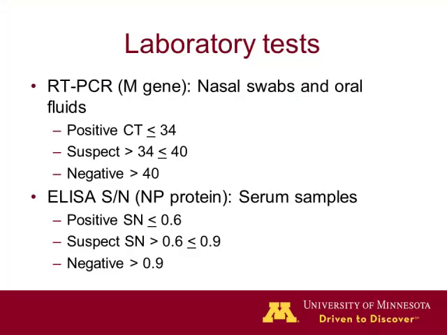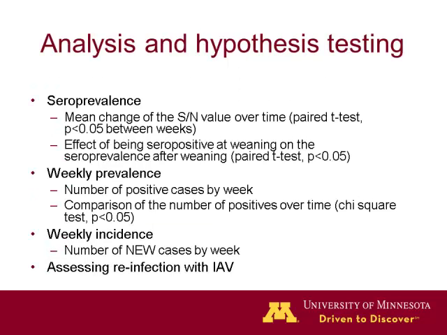We tested all the nasal swabs and oral fluids by RT-PCR, considering them positive, suspect, or negative depending on their CT value. We tested all the serum samples by ELISA, and again considered them positive, suspect, or negative based on the sample-to-negative ratio. We estimated the seroprevalence at the different sampling time points of our study, and we compared the mean change of this SN value over time.